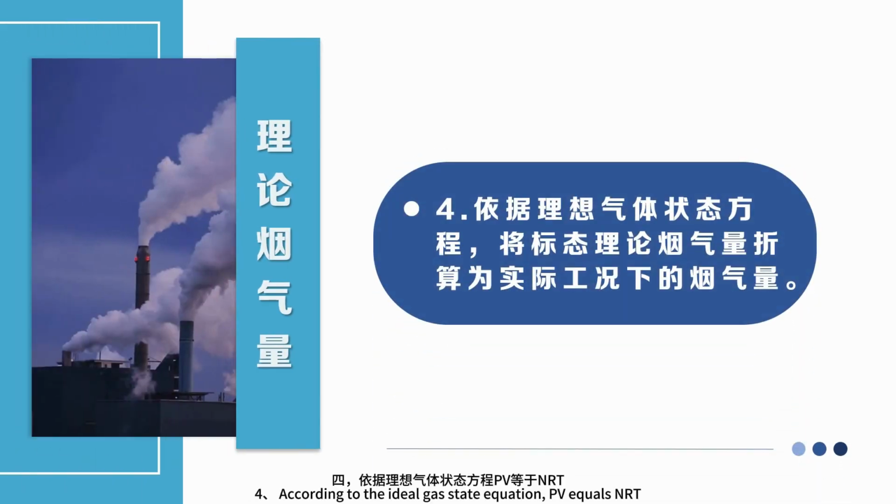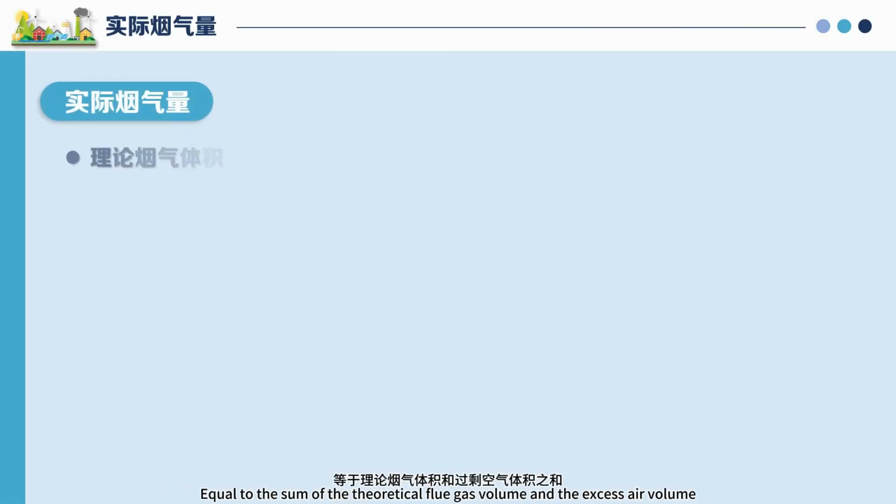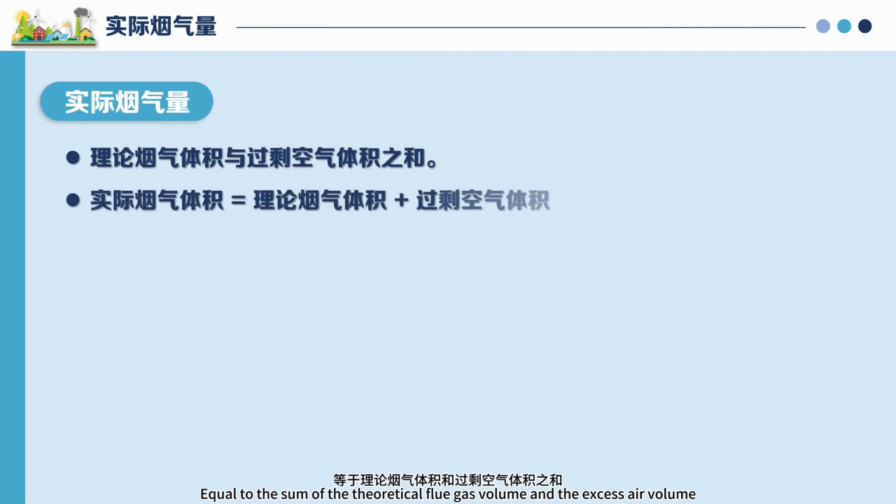Fourth, according to the ideal gas state equation, PV equals nRT, convert the theoretical flue gas volume under standard state to the actual flue gas volume under operating conditions, which is equal to the sum of the theoretical flue gas volume and the excess air volume.